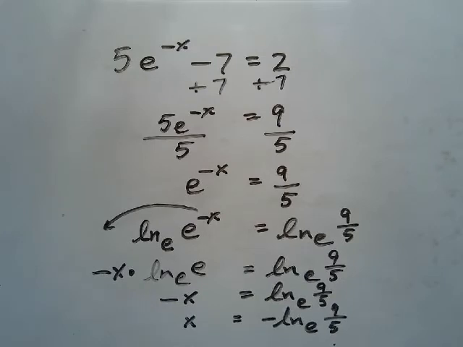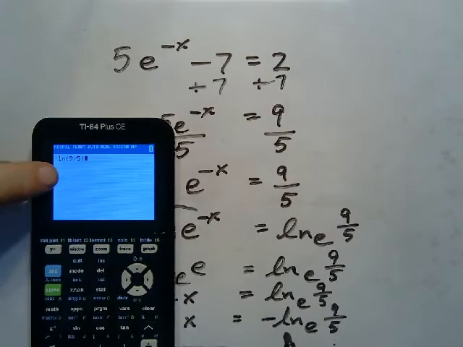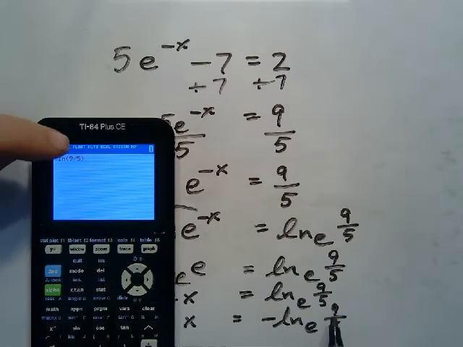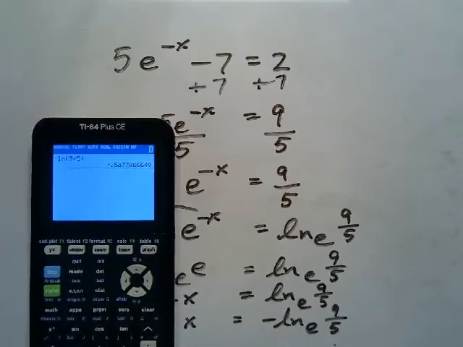If I use my calculator, here's what we get. Okay, I hope you can see it. It's a little small here, but I punched in negative. Make sure you use the negative button and not the subtraction button. Natural log, and you notice e's not showing there. They don't show it. And I put 9/5 all in parentheses. Let's see what we get for an answer here.